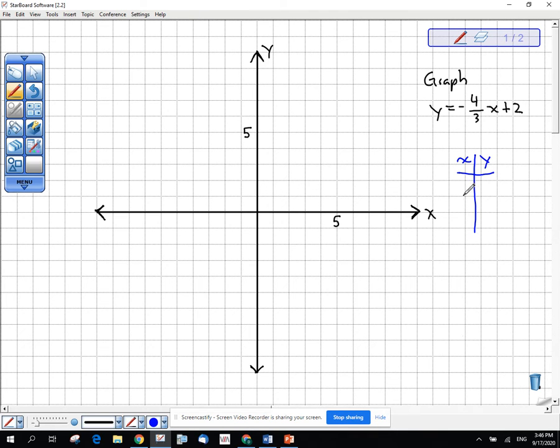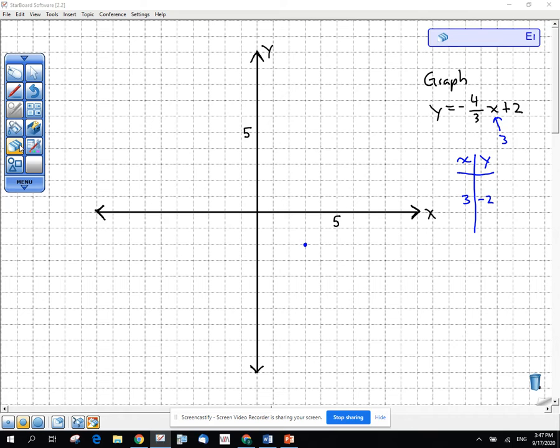So what about 3? If I plug 3 in here, you kind of imagine that there's a 3 there for x. The 3 will cancel with the denominator of the -4/3. It's like 3 over 3. It's 1. So then you just have -4 plus 2. That would be -2. There's a point at 3, -2.